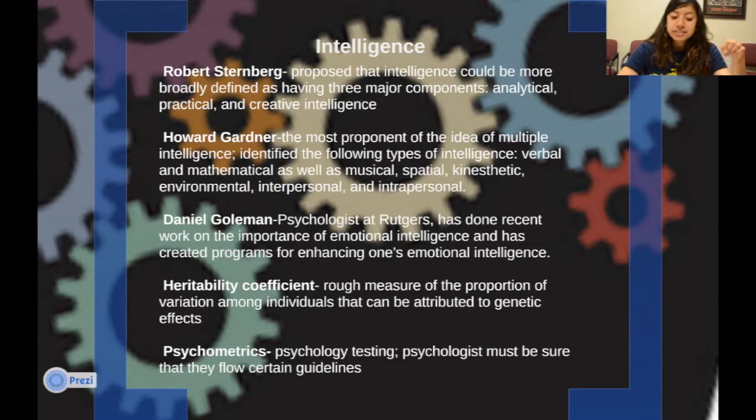And then we have Daniel Goleman. He's a psychologist, and he recently has done work on the importance of emotional intelligence and has created programs for enhancing one's emotional intelligence. Heritability coefficient is a rough measure of the proportion of variation among individuals that can be attributed to genetic effects. Psychometrics, psychology testing, psychologists must be sure that they follow certain guidelines.